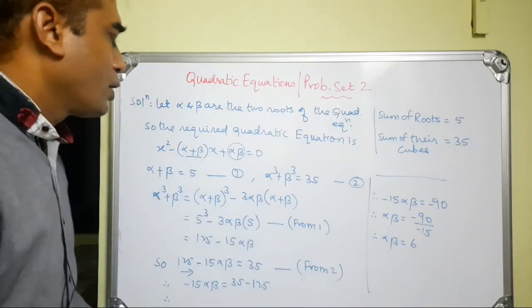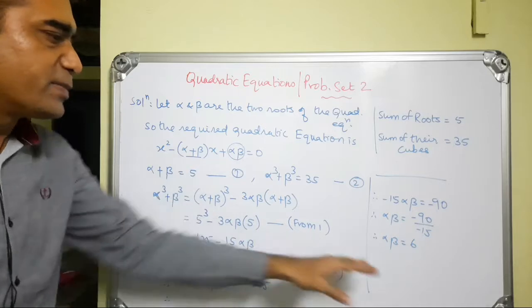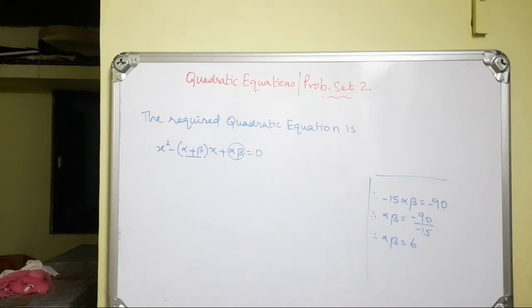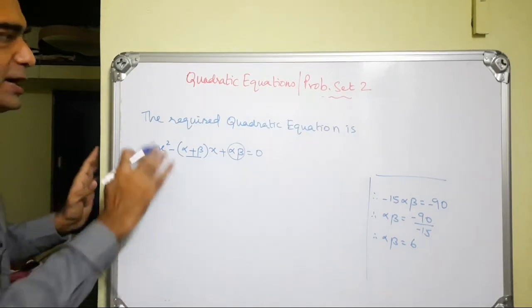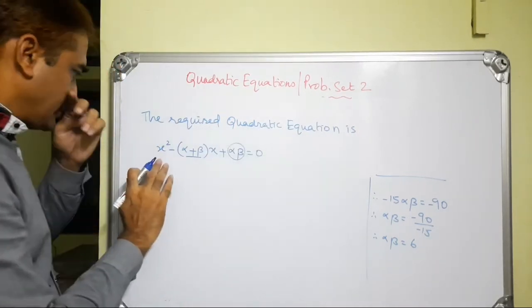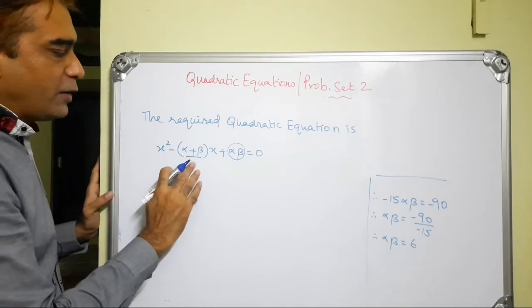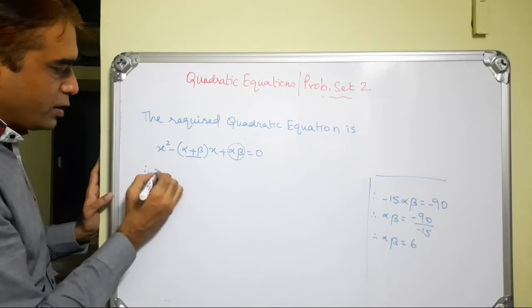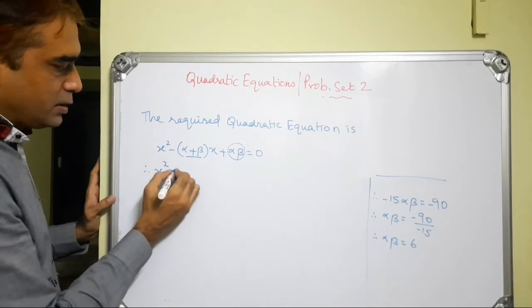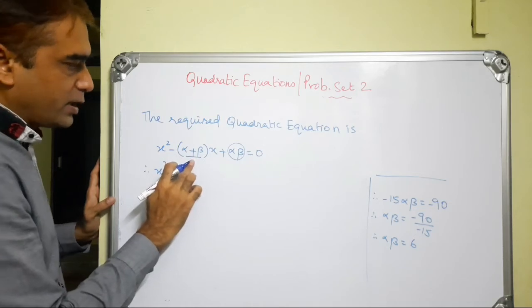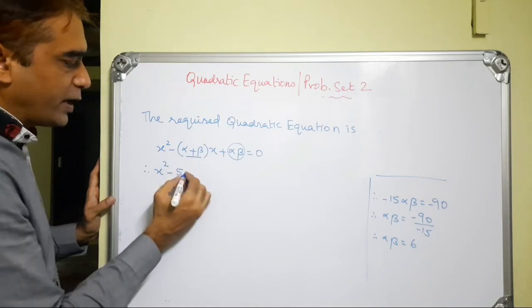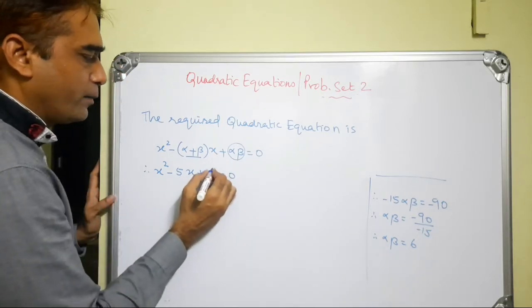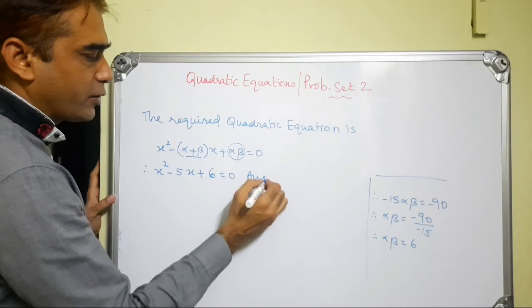Now again we know the equation, substituting this value here, we will get the equation. We write the required equation: x square minus (alpha plus beta) x plus alpha beta equals 0. Therefore x square minus sum of roots, that is alpha plus beta which is 5, x plus alpha into beta which is 6, equals 0. This is the required quadratic equation.